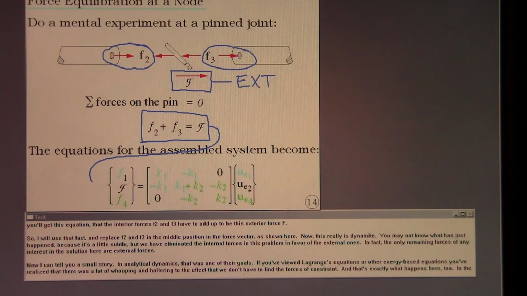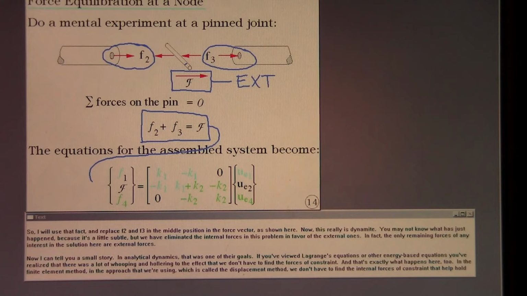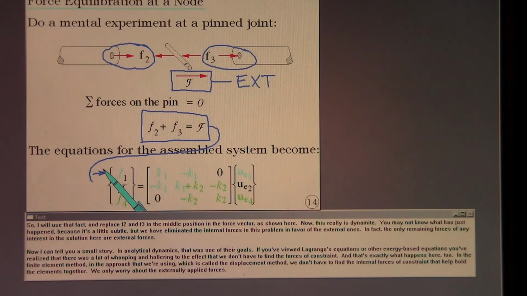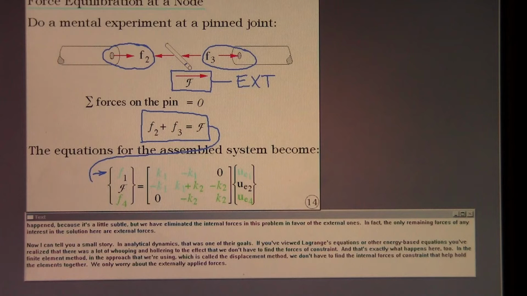You may not know what has just happened because it's a little subtle, but we have eliminated the internal forces in this problem in favor of the external ones. In fact, the only remaining forces of any interest in the solution here are external forces. Now I can tell a small story that in analytical dynamics, that was one of their goals. If you've used Lagrange's equations or other energy-based equations, you realize that there was a lot of hooping and hollering to the effect that, aha, we don't have to find the forces of constraint. And that's exactly what happens here too.